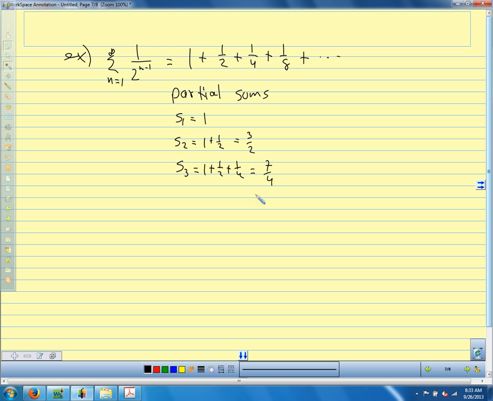So what we're looking for, if we're using the definition, is a pattern in this sequence of partial sums. If I keep going, I could write S sub n equals 1 plus 1/2 plus 1/4. We're adding all these together, plus dot dot dot, plus 1 over 2 to the n minus 1, whatever n is.